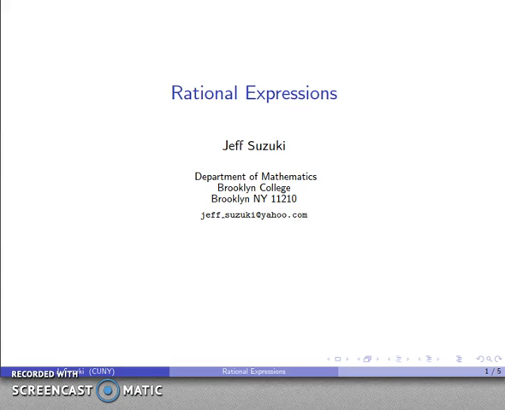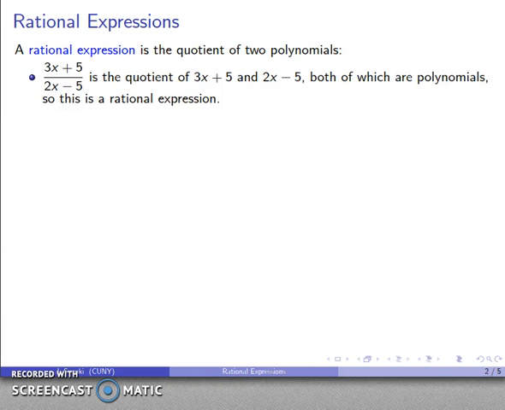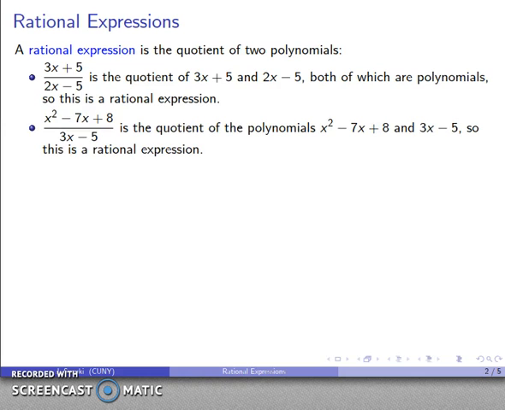So let's take a look at something called a rational expression. A rational expression is the quotient of two polynomials. For example, 3x plus 5 over 2x minus 7 is a quotient of 3x plus 5 divided by 2x minus 7. Both of these are polynomials, so that's a rational expression.